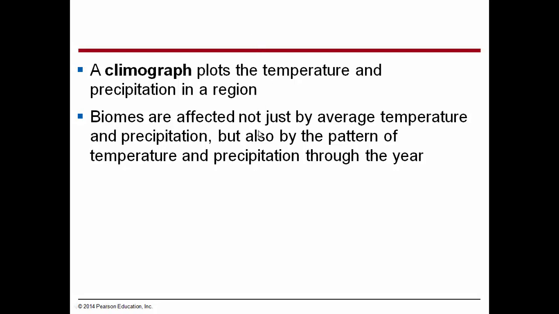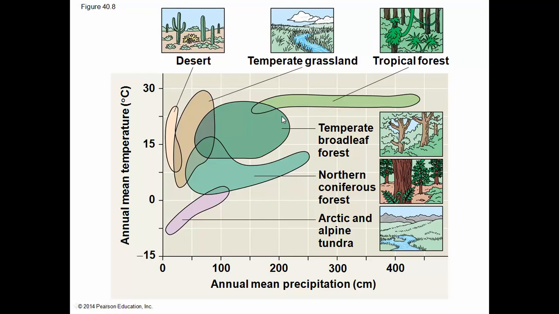Okay, a climograph plots the temperature and precipitation in a region. Biomes are affected not just by average temperature and precipitation, but also by the pattern of temperature and precipitation through the year. So these are aspects of the climate. Here's the climograph, a climograph for some major types of biomes in North America. This is just for North America. The areas plotted here encompass ranges of annual mean temperature and precipitation in the biomes. Okay, these show these different climates.